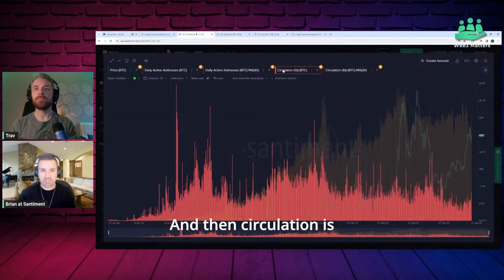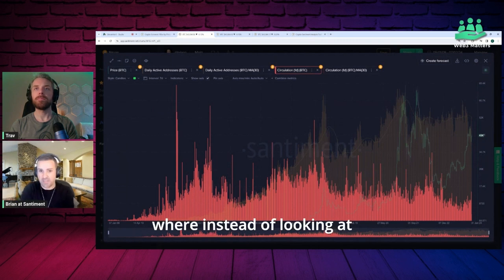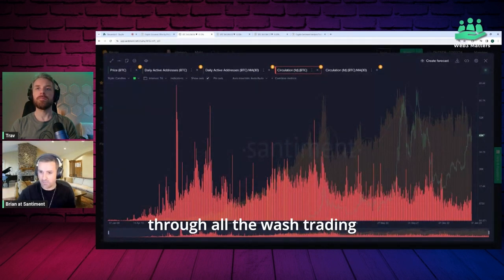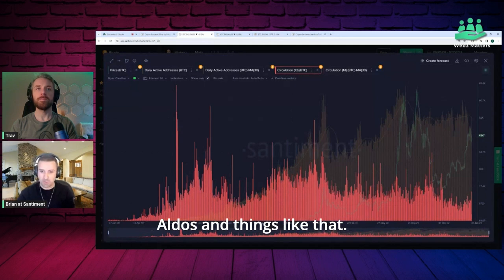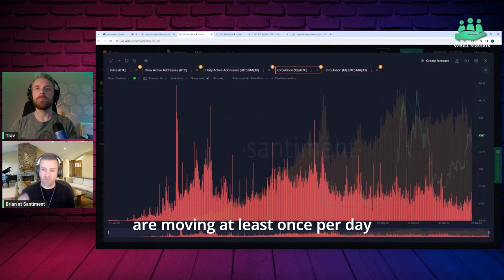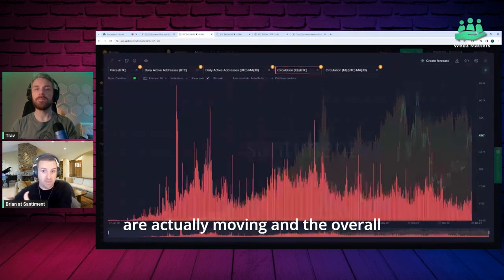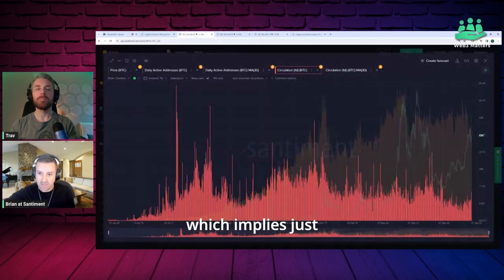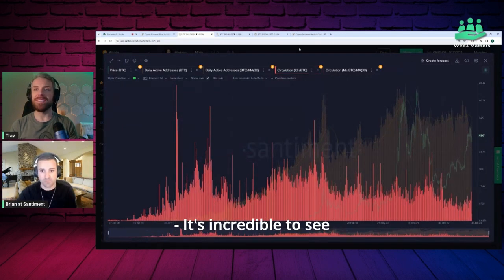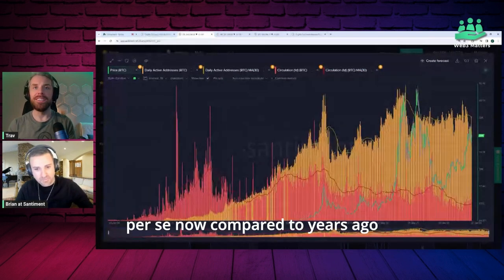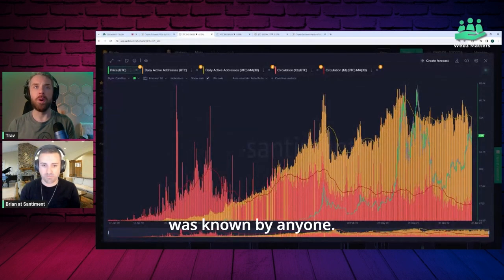And then circulation is essentially the cousin of daily active addresses, where instead of looking at the amount of unique users, you're looking at the amount of unique coins being moved. So this is basically cutting through all the wash trading that could be happening with algos and things like that, and actually just looking at how many individual coins are moving at least once per day, to get an accurate reflection of how many coins are actually moving and the overall activity of the network, which implies just how busy the network is and how much it can move due to all of the action going on. It's incredible to see how few coins have been moving now compared to years ago, before Bitcoin really was known by anyone.